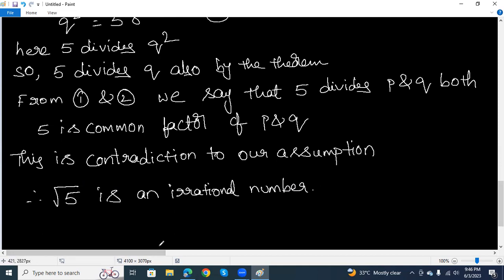So, like this, with similar steps, with the simple procedure, we can prove the given numbers are irrational.